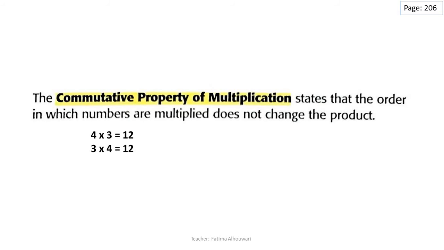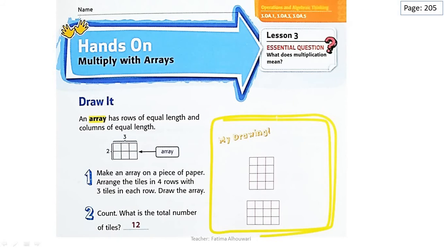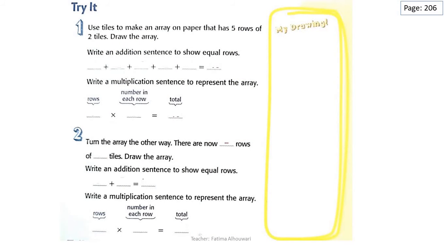Just like this example, 4 multiplied by 3 equals 12, and 3 multiplies 4 equals 12 again. Interesting. So now please, grade 3, be sure to fill all these blanks, page number 205. And don't forget to draw these arrays here in page number 205 again. Let's try to draw another array.